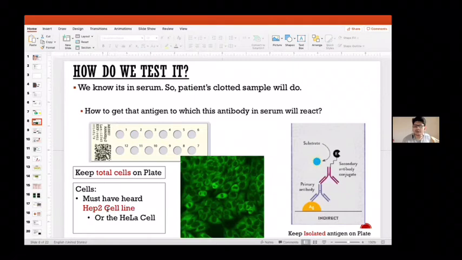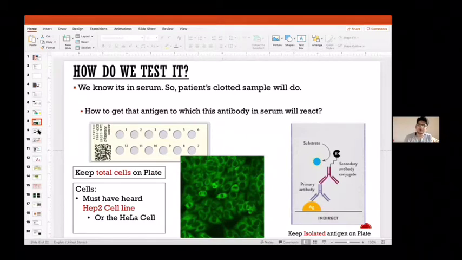So the HEP2 cell line should be your first answer. If someone asks, what is the standard cell line for ANA testing? It's the HEP2 cell line. So when you are ordering from your lab, you can ask them, okay, your immunofluorescence ANA, which cell line are you using? If the answer comes HEP2, it means they really know what they are doing. This is a little detailed, but ANA is one test which confuses us every day. So to remove that eternal confusion, we are discussing this point.